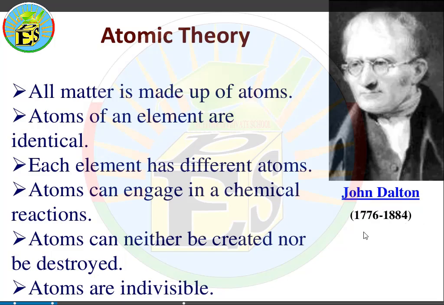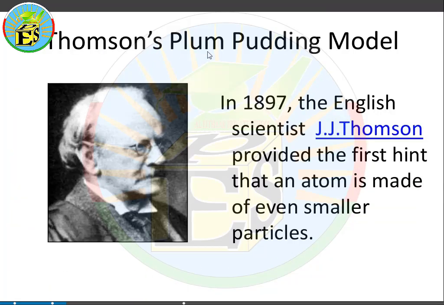This is John Dalton's atomic theory. All matter is made up of atoms. Atoms of an element are identical. With this postulate, which says all atoms of an element are identical, this is not right. Each element has different atoms. Atoms can engage in chemical reactions. That's right. Atoms can neither be created nor destroyed. That's right.